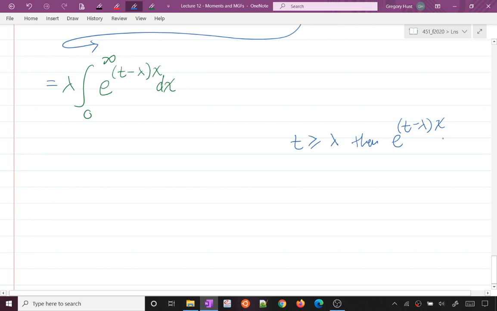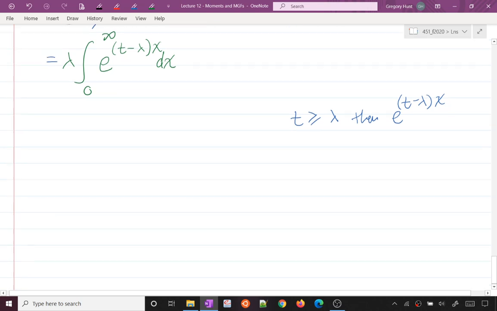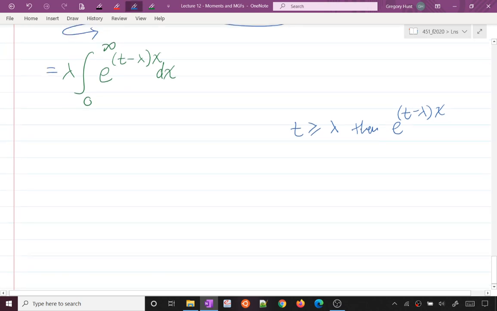So certainly if t is equal to lambda, this whole thing is 1, because t minus lambda becomes 0, the whole thing becomes 1, and you get the integral of 1 over some infinite interval, and so the integral will not converge, it will blow up. But more generally, if t is bigger than lambda, then let me write this.